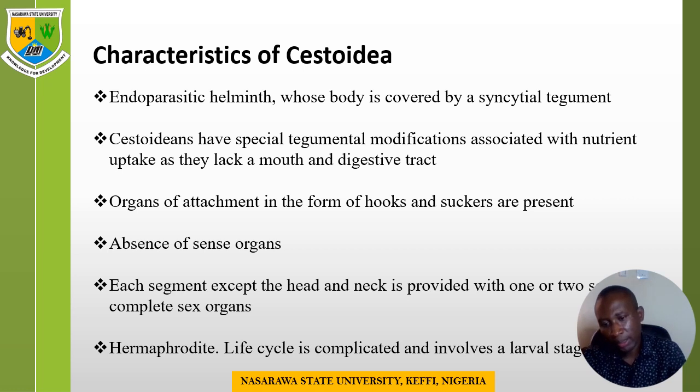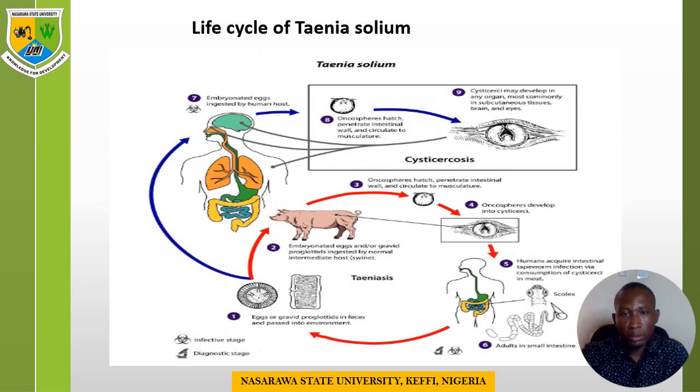The life cycle is complicated and involves a larval stage. So they have a complicated life cycle, which in the next class we are going to look at, the life cycle of some of the organisms in this class. For now, let's just pick the life cycle of one of the organisms. Let's pick Taenia solium.